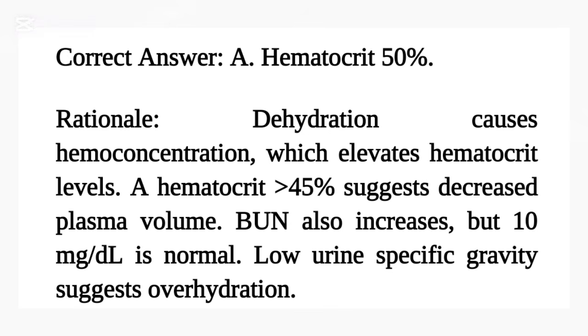Rationale: dehydration causes hemoconcentration, which elevates hematocrit levels. A hematocrit greater than 45% suggests decreased plasma volume. BUN also increases, but 10 milligrams per deciliter is normal. Low urine specific gravity suggests overhydration. Test-taking strategy. Always correlate lab values with fluid volume. Think dry equals concentrated.